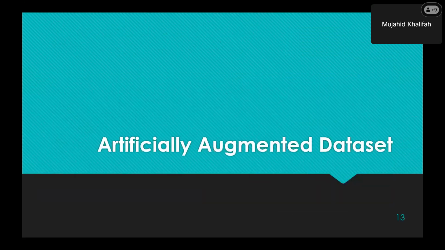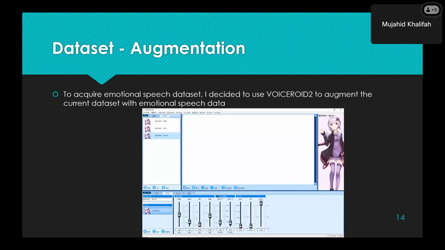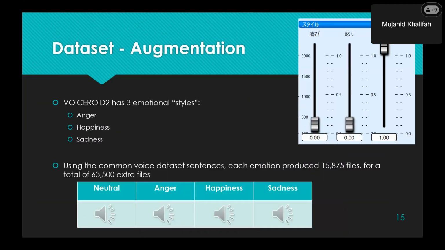So to artificially augment the dataset and to acquire an emotional speech dataset, I decided to use Voice 2 to augment the current dataset with emotional speech data. Voice 2 has three emotional styles: anger, happiness, and sadness. Using the Common Voice dataset sentences, each emotion produced 50,875 files, for a total of 63,500 extra files.